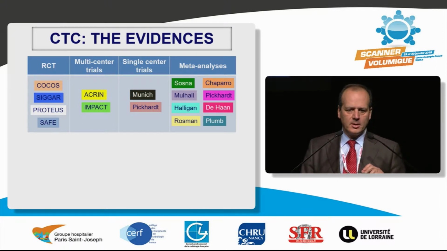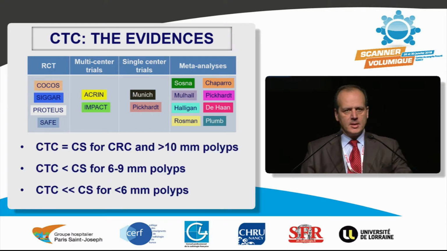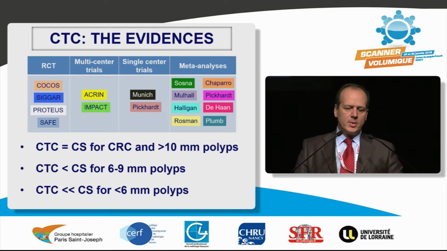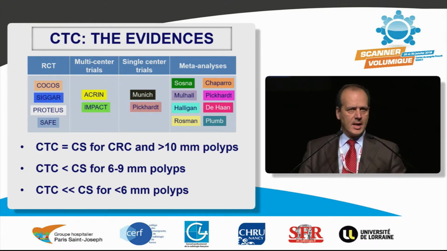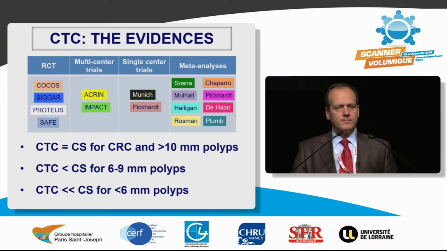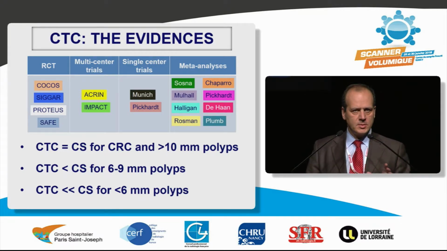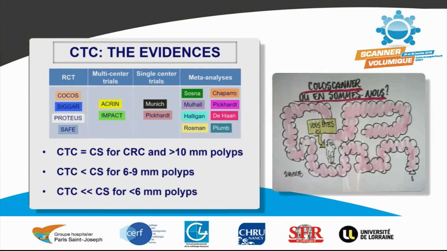There are 4 randomized clinical trials, which have the highest evidence, as you know. There are 2 multi-center trials, 2 single-center trials, and many meta-analyses showing that CTC is as good as colonoscopy for the detection of cancer and large polyps, polyps larger than 10 millimeters. It is slightly lower compared with optical colonoscopy for the detection of small polyps between 6 and 9 millimeters. And of course, it is not suitable for the detection of insignificant tiny polyps smaller than 6 millimeters.